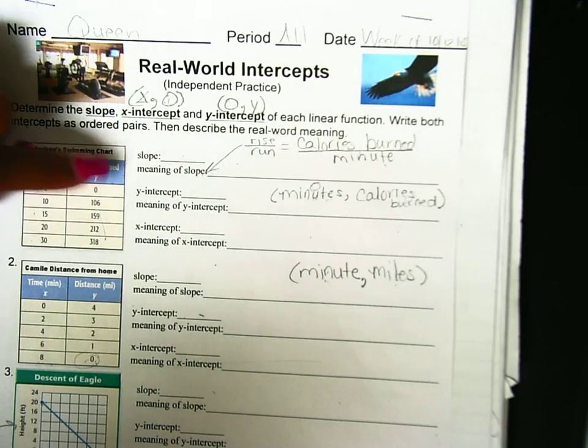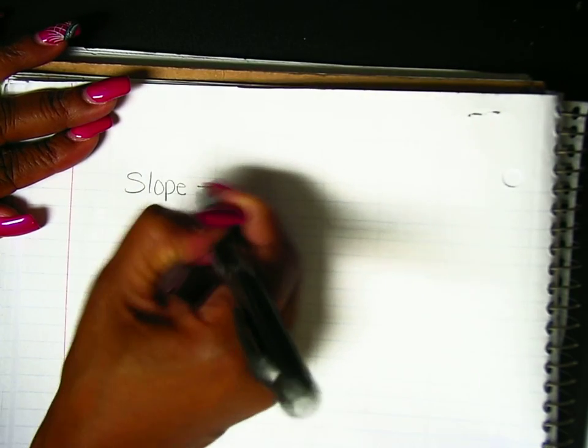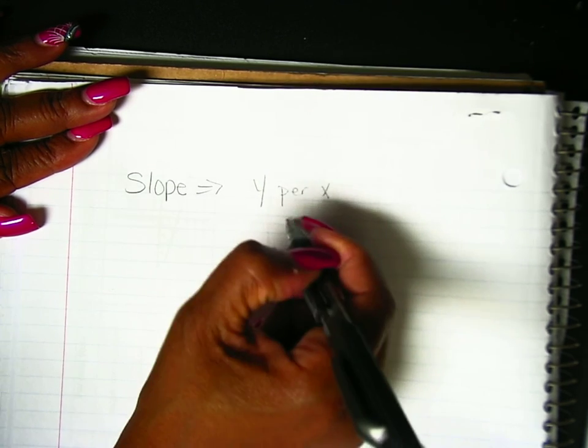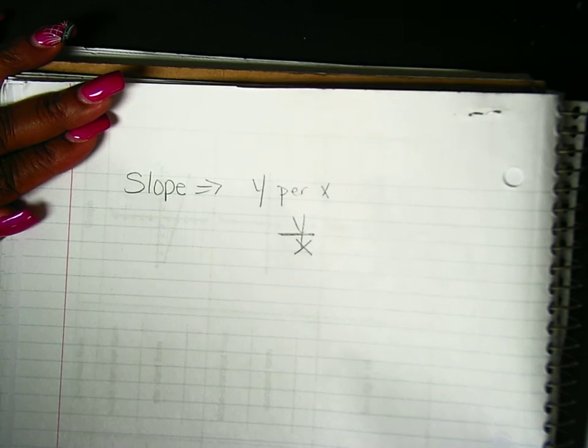Slope, it's going to be your y per x, okay? Remember that. Let me write that down for you. Slope is your y per x, or you could say your y per x, the same difference, okay?